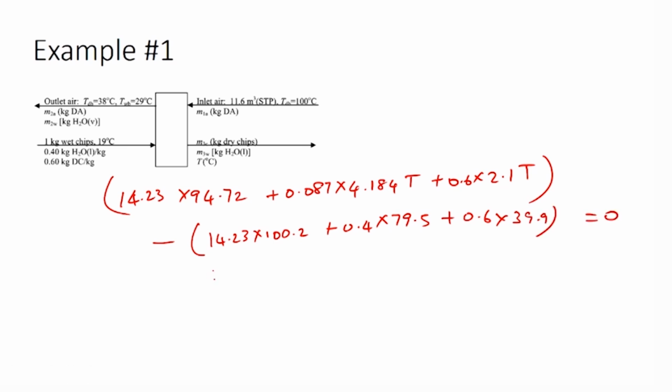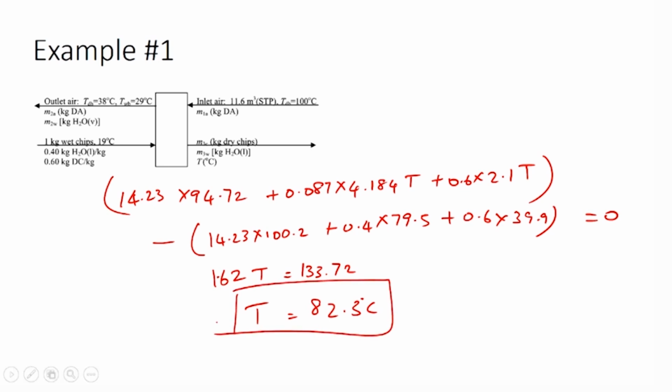So, with this the equation comes down to 1.62 times T equals 133.72. So, T equals 82.3 degree Celsius. So, the temperature of the wood chips which are leaving the system is 82.3 degree Celsius. With this we have performed the required material and energy balance calculations using the psychrometric charts.